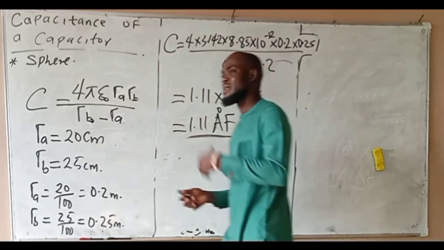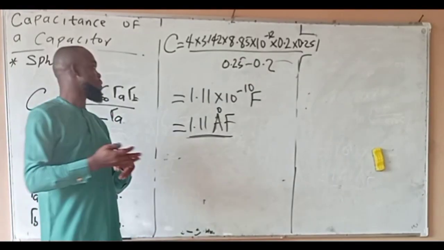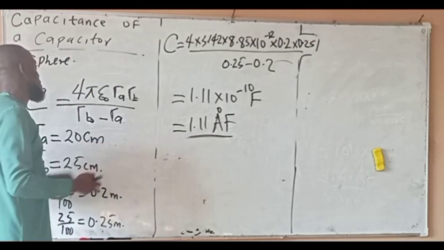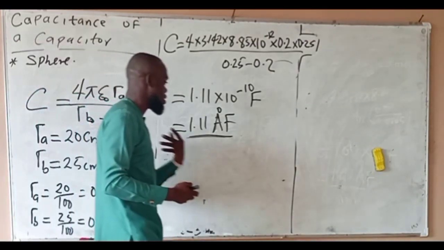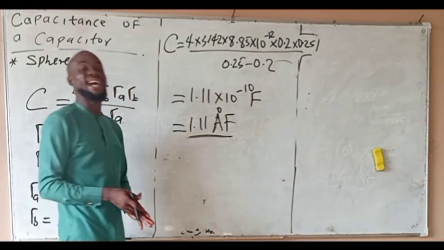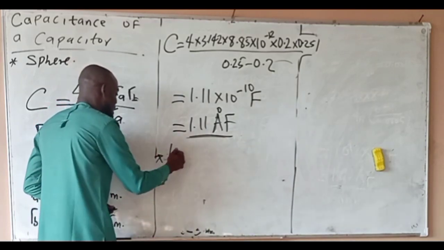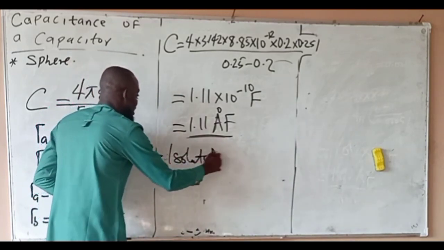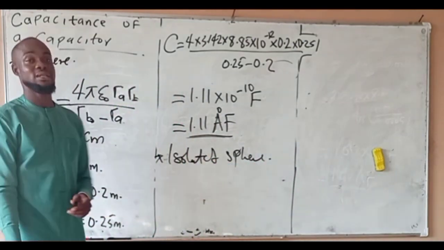Remember, we have looked at the parallel plate capacitor. Take note of the formulas, very important. We looked at the coaxial cylindrical capacitor. We looked at the spherical or concentric sphere capacitor. Now we want to look at the isolated sphere capacitor. That is the next one. Isolated sphere capacitor.